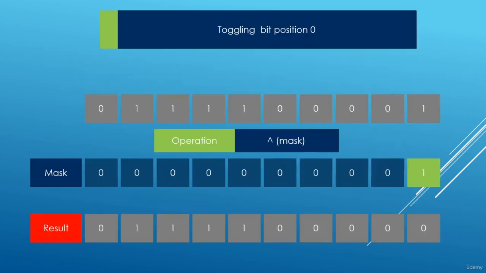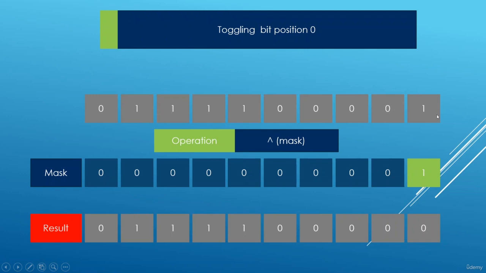The next operation we're going to look at is toggling. And toggling really is changing or flipping the bit we have in our gray byte here. If it's a 0, we're going to turn it into a 1. If it's a 1, we're going to turn it into a 0. And the first thing we need to do again is to set up a mask. We're going to target the bit in position 0. The operation we're going to do is XOR.